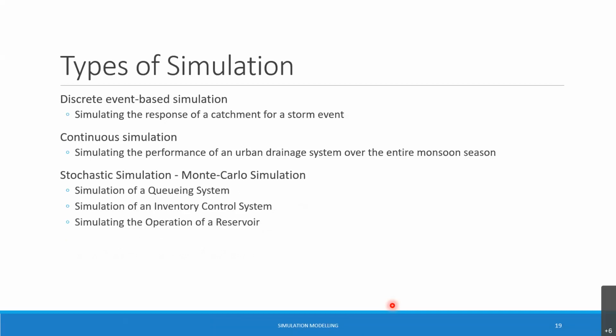As far as stochastic simulation is concerned, with a discrete time step we use what we call Monte Carlo simulation. This can be used, for example, for a queuing system. I think many of you know what a queuing system is. I'll just give an example. For example, you're designing a toll gate system on a highway.